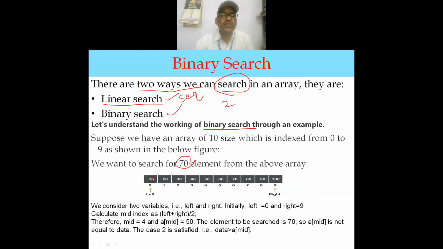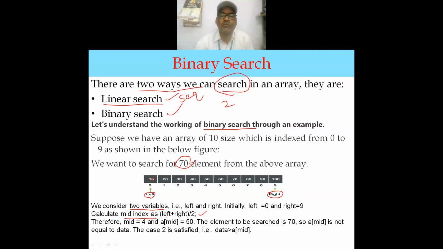In the binary search technique, we will consider two variables, left and right. Initially, left is assigned to the 0th index location and right is assigned to the last location. Then we will calculate the mid index value. How can we calculate that? Left index plus right index divided by 2.